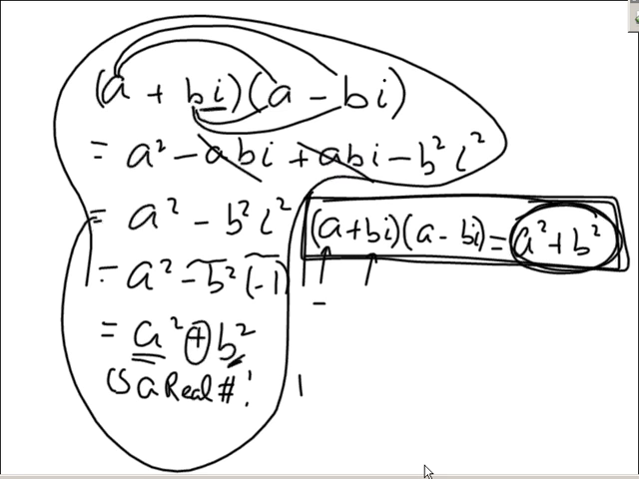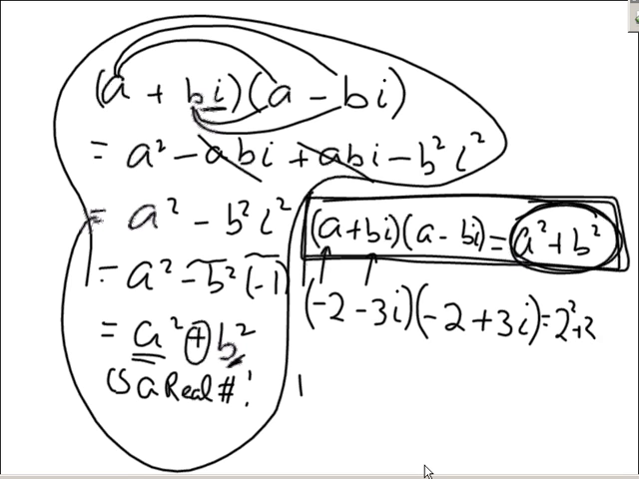Okay, if you have negative 2 minus 3i, the complex conjugate will be negative 2 plus 3i. And the answer will be 2 squared plus 3 squared, which is 13. 2 squared is 4, 3 squared is 9, 4 plus 9, 13.